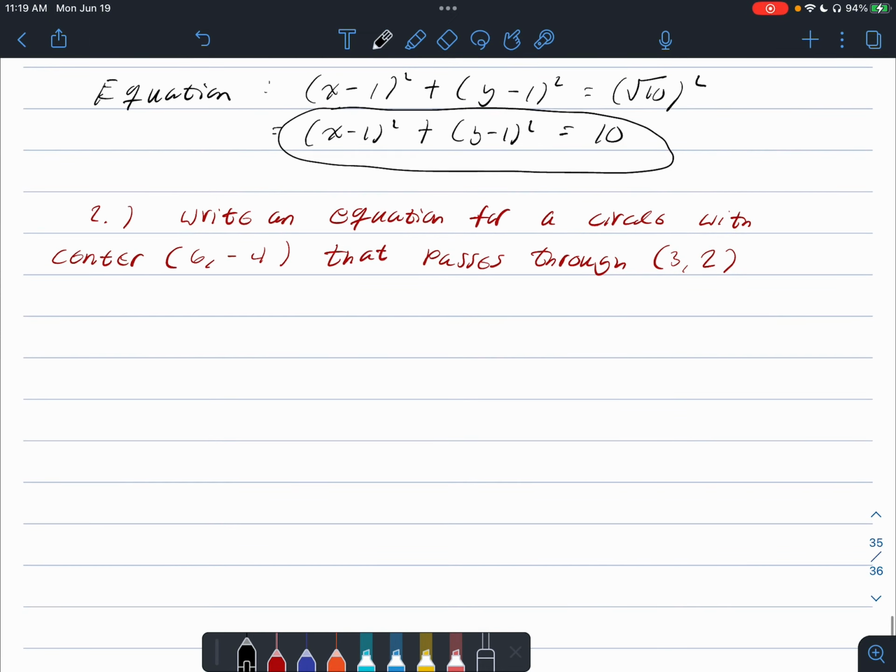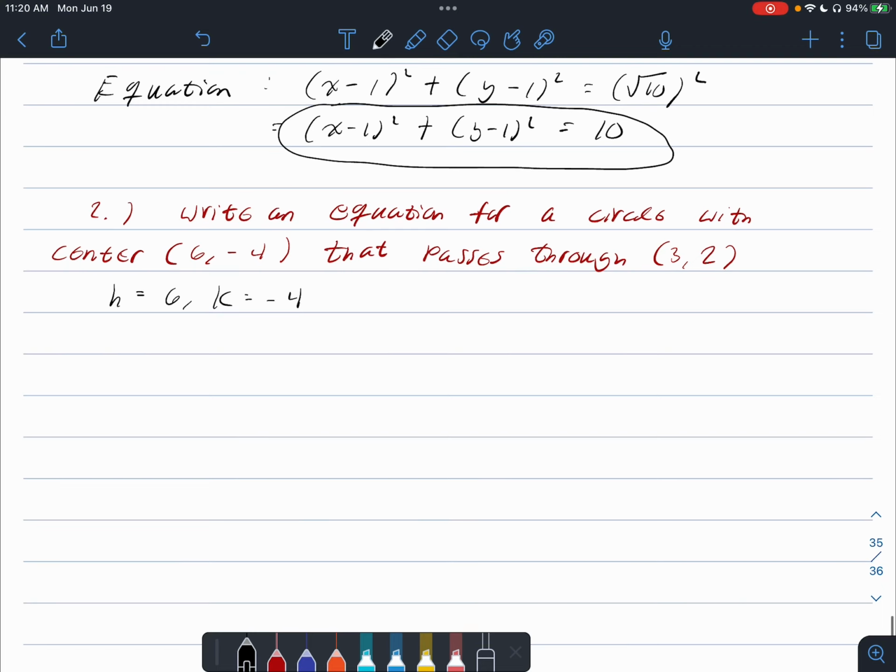Okay, so it's the exact same setup as before. We're given h and k by default, saying this is the center. So we know that h is equal to 6 and k is equal to negative 4, since the center is given by (h, k). Okay, but now we know that the circle passes through the point (3, 2).